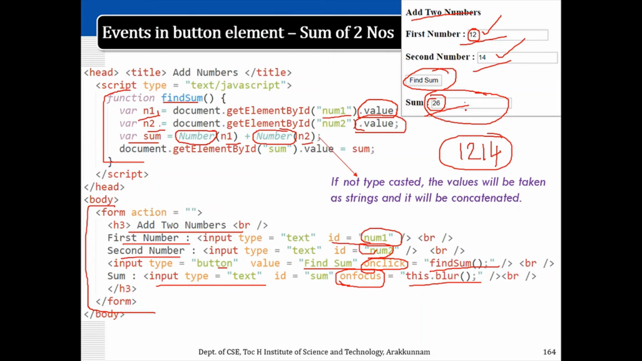So how will I write the sum to the text box? document.getElementById. What is this text box? sum is the ID of the text box. So getElementById sum .value. This is getting the value and this is setting the value equal to sum. So getting and setting can be done like this: value setting and value retrieval. Here we will be assigning the value 26 to the new text box. So hope you are clear with this.